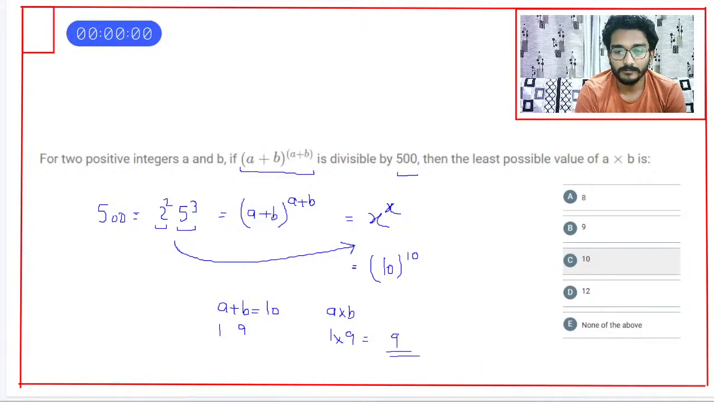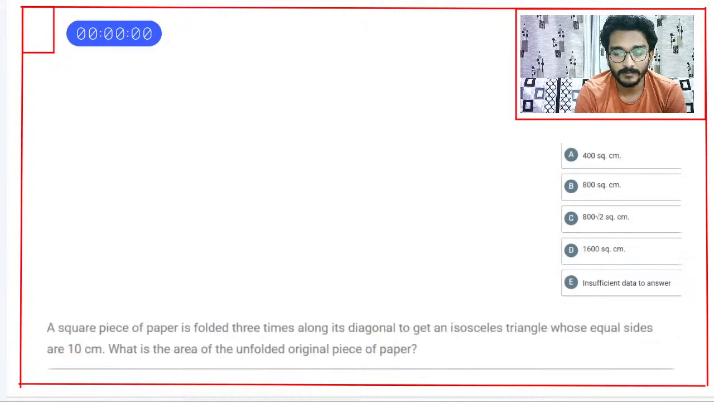Okay, do not mark 10. Read the question. Fine. So these are some PYQ questions, and it is possible that easy questions can be there. All right. Do a geometry question.